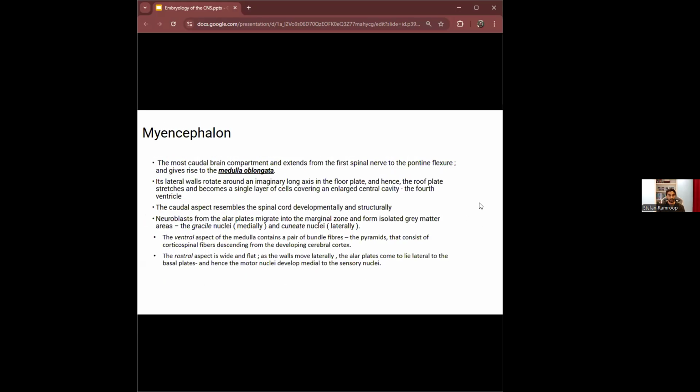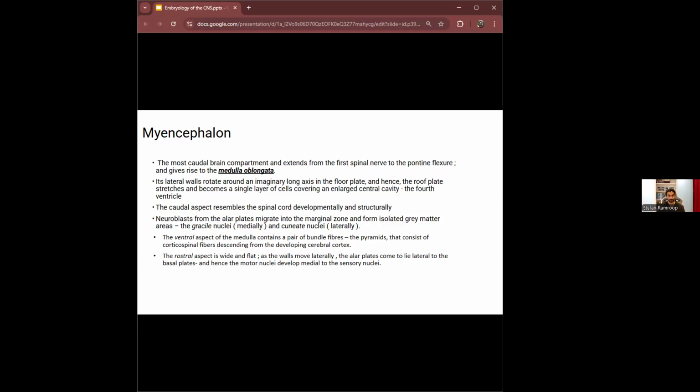Now moving on to the myelencephalon. The myelencephalon forms the most caudal division of the brain, extending from the first spinal nerve up to the pontine flexure, and it will give rise to the medulla oblongata. As development progresses, the lateral wall of this region rotates outwards around an imaginary longitudinal axis to the floor plate, and this rotation will cause the roof plate to stretch and thin into a single layer of cells, which forms the roof of the fourth ventricle.